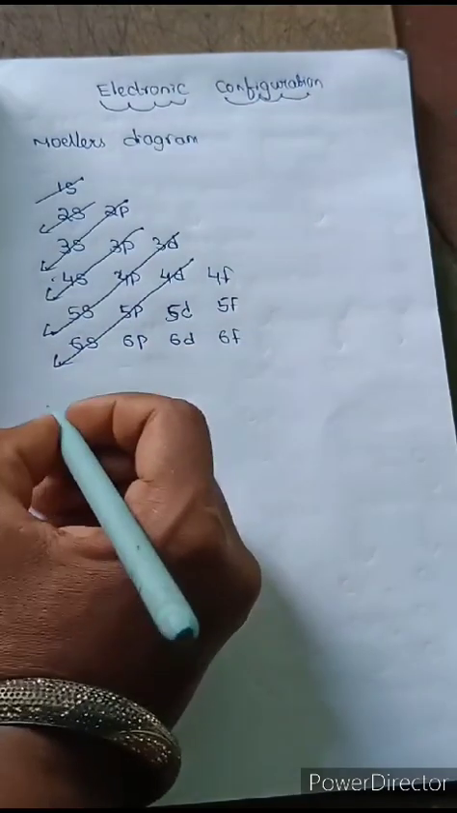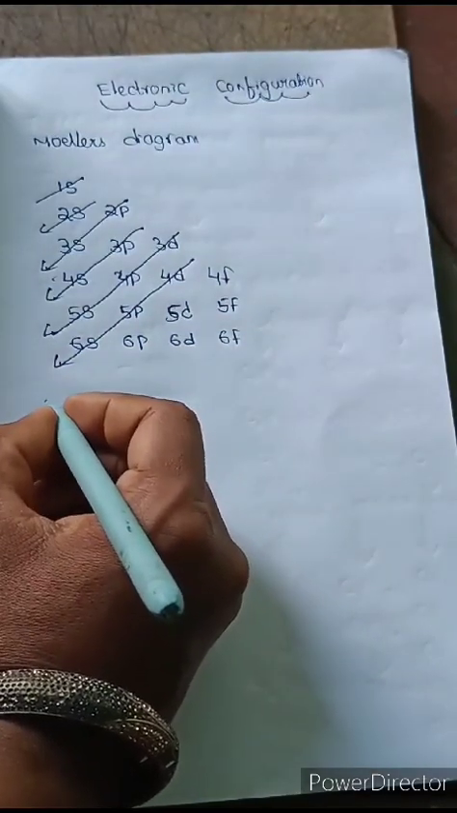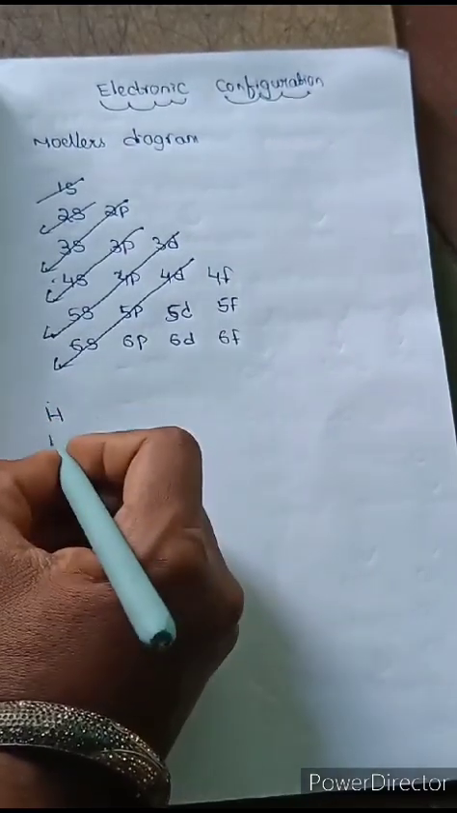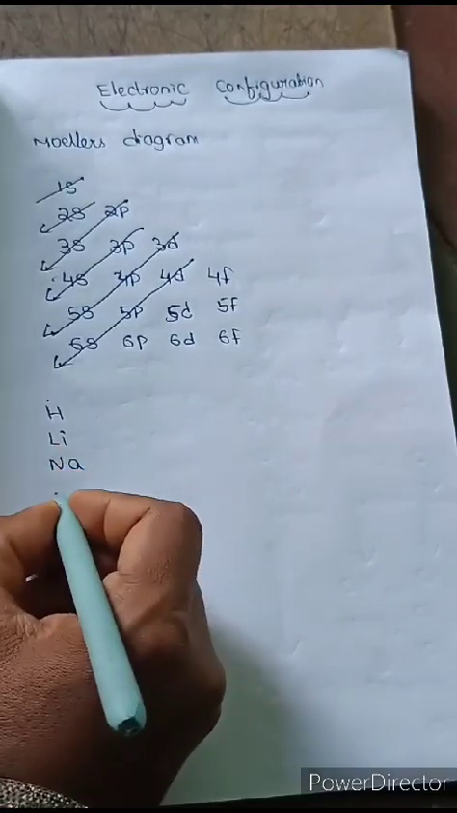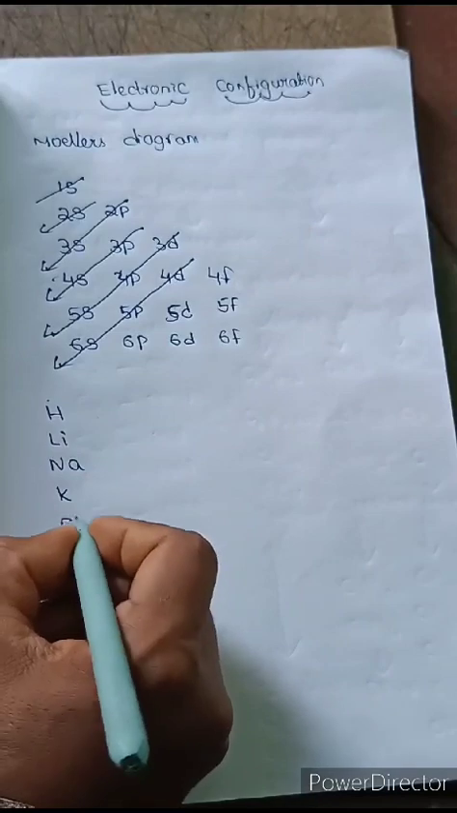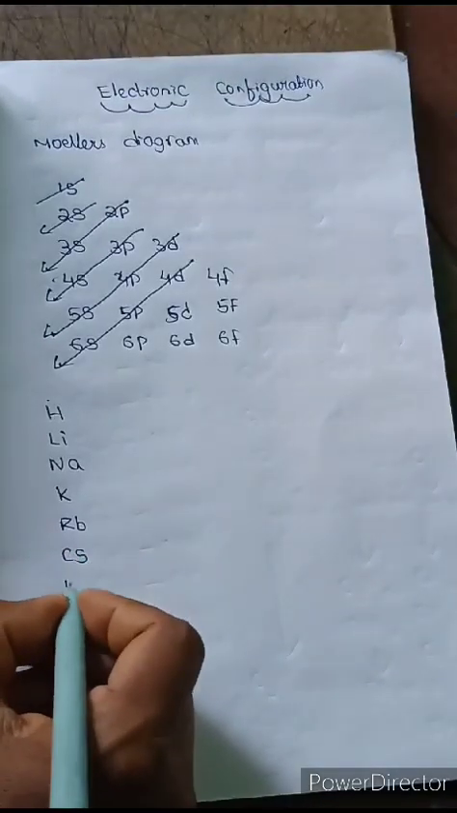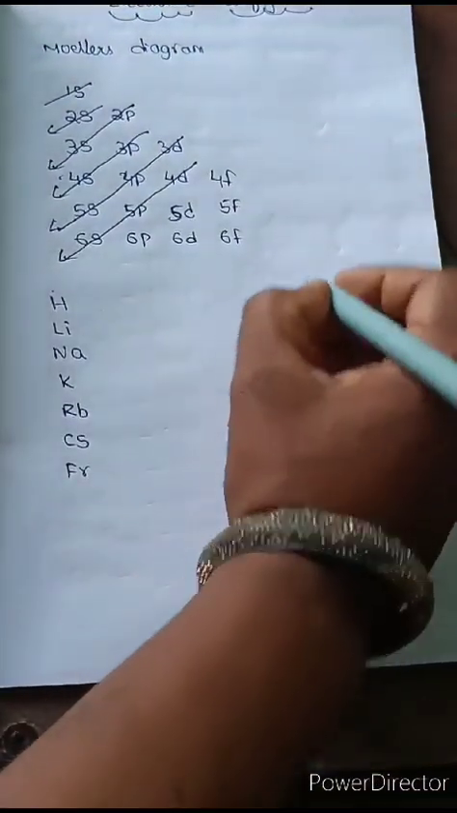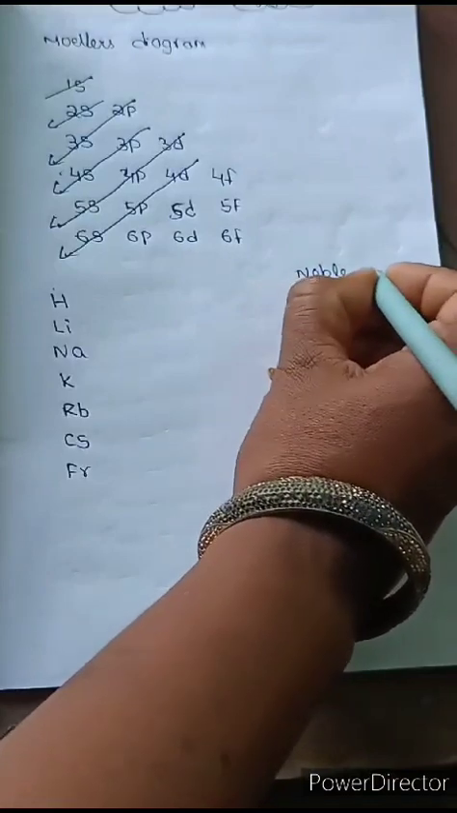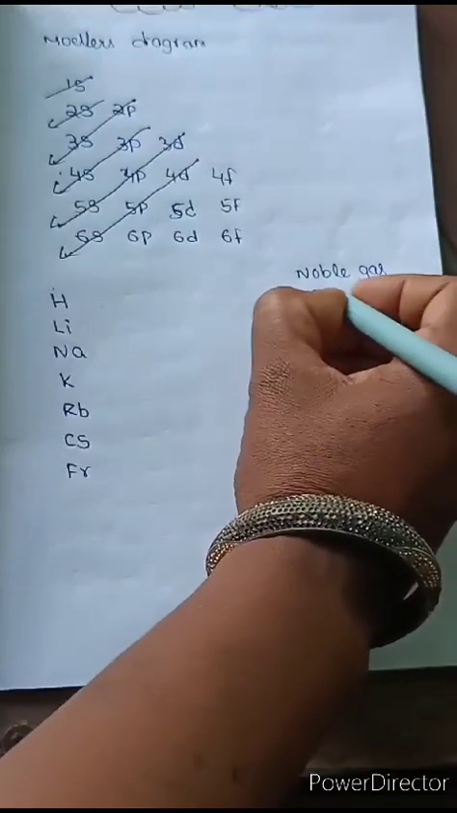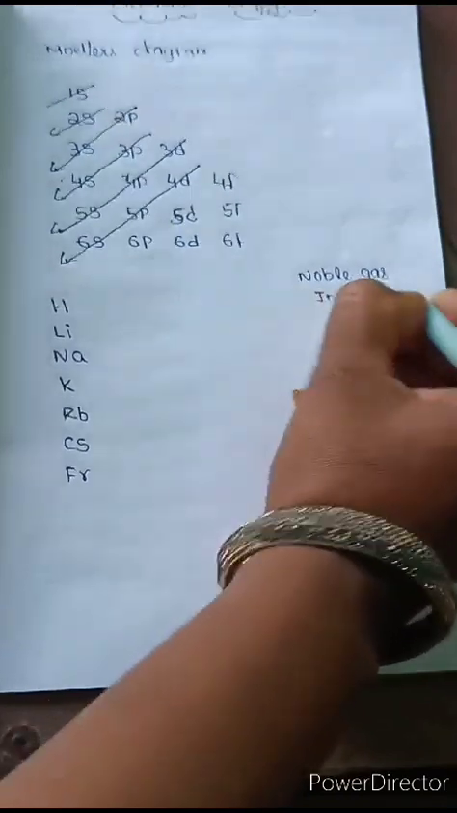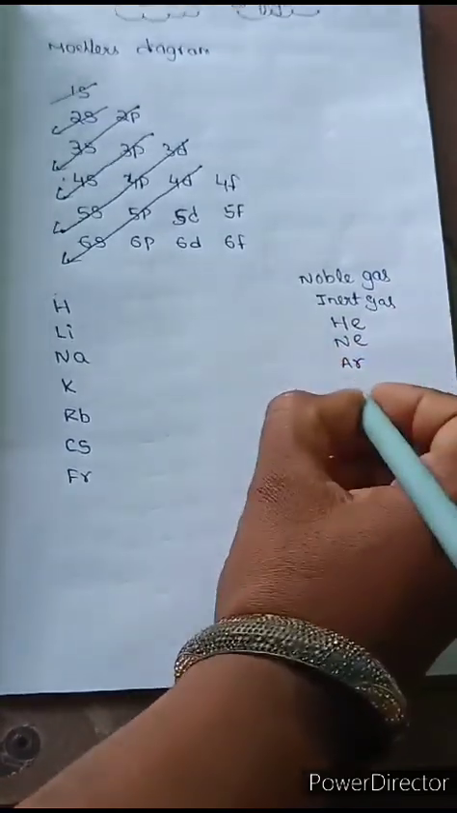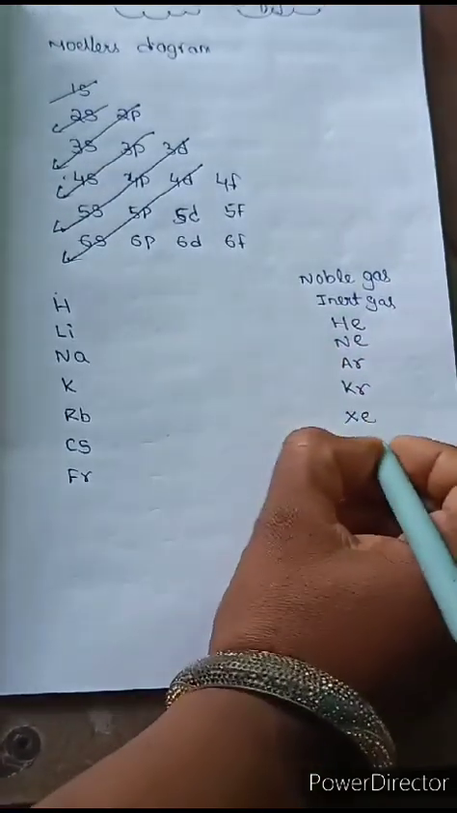Here, for example, if we consider a first group element like hydrogen, lithium, sodium, potassium, rubidium, cesium, francium. Every element will try to attain the configuration of noble gas, also called inert gas. That is helium, neon, argon, krypton, xenon, radon.